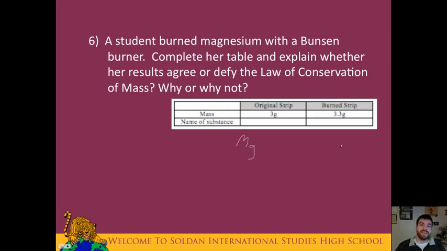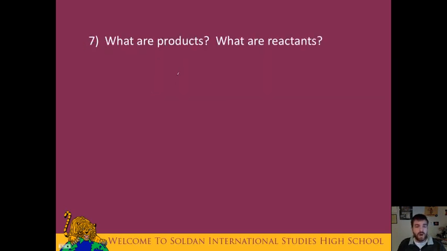Now, a lot of students will say that this violates the law of conservation of mass, because how can the mass increase if no particles were added or taken away? Well, particles were added. There's oxygen particles in the air which will bond with the, in this case, magnesium particles and cause the mass to increase. That means the name of this substance is going to be magnesium oxide, and this oxygen came from the air surrounding the magnesium. So, do her results agree with the law of conservation of mass? Yes, the mass increased because particles from the air were added. That's why.